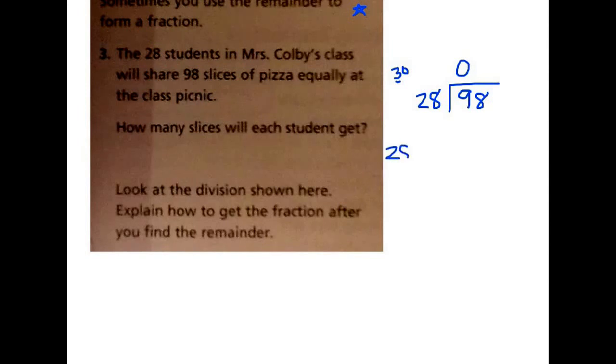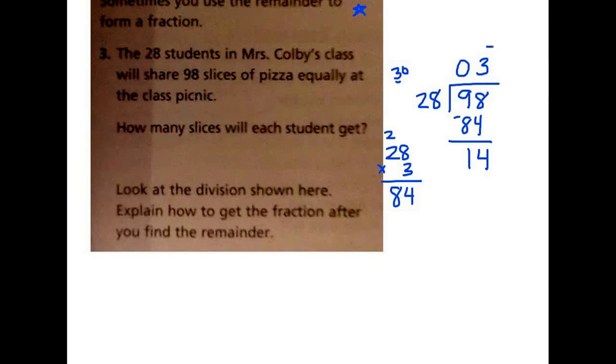So let's check. 28 times 3. 3 times 8 is 24. Carry my 2. 3 times 2 is 6, plus 2 is 8. 84. Yep, and that's going to be as close as I can get. So I'm going to put 3 up here. And now I'm going to subtract 84. 8 minus 4 is 4. 9 minus 8 is 1. So in this case, my remainder now is 14. I don't have any more numbers to bring down.